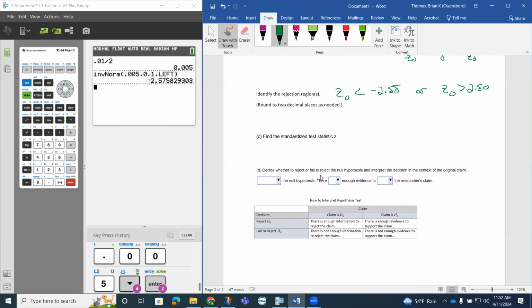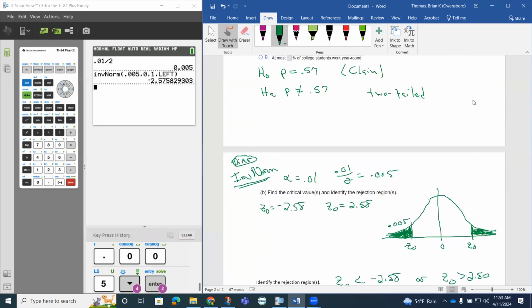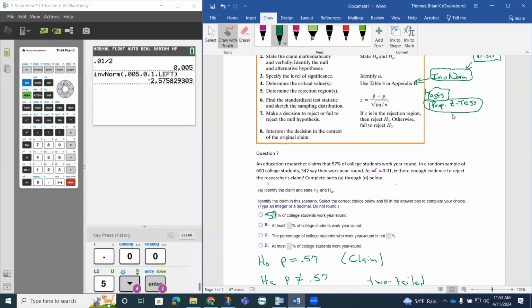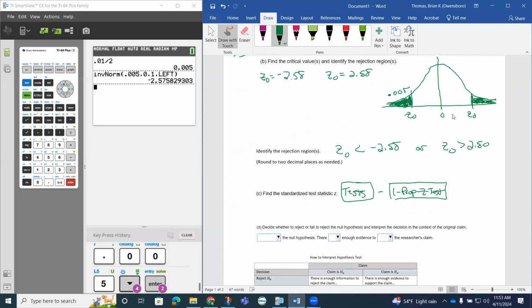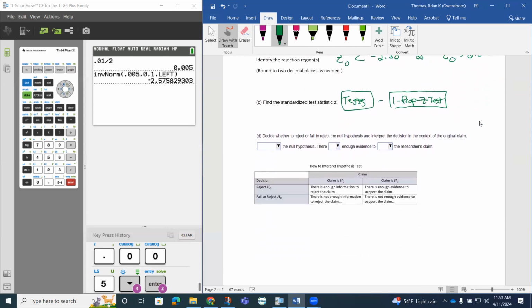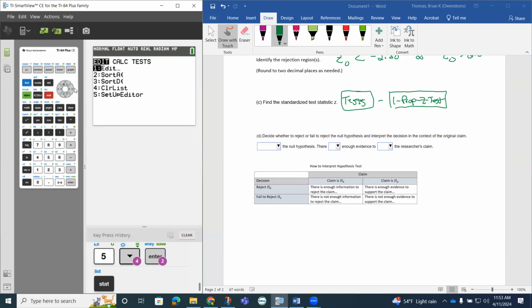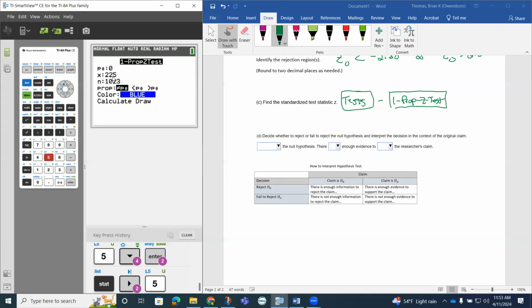So remember, this is going to be under test. And we're going to be using, I think it's called the one prop Z test. One prop Z test, I believe is what we were saying. So let's see what we need to know to do the one prop Z test. If we go to stat, that's where the tests are located. One prop Z test is number 5.